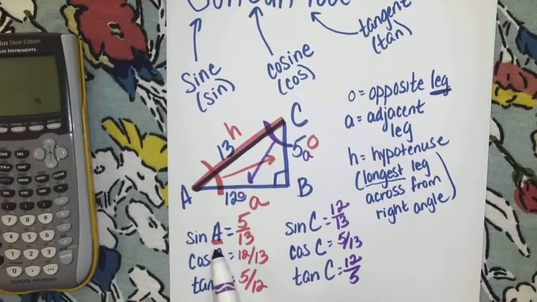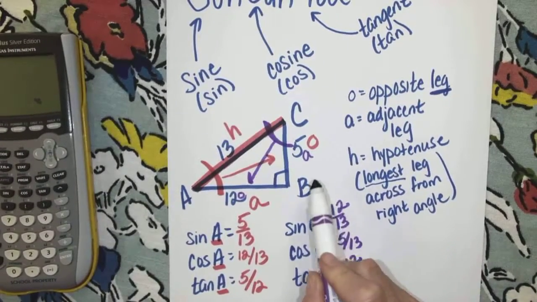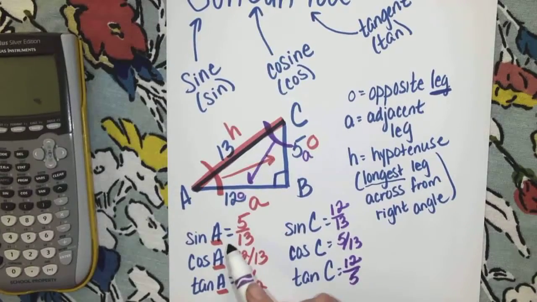So remember, mark your angle, label your O, A, and H for that particular angle, and write the fraction. That is it.